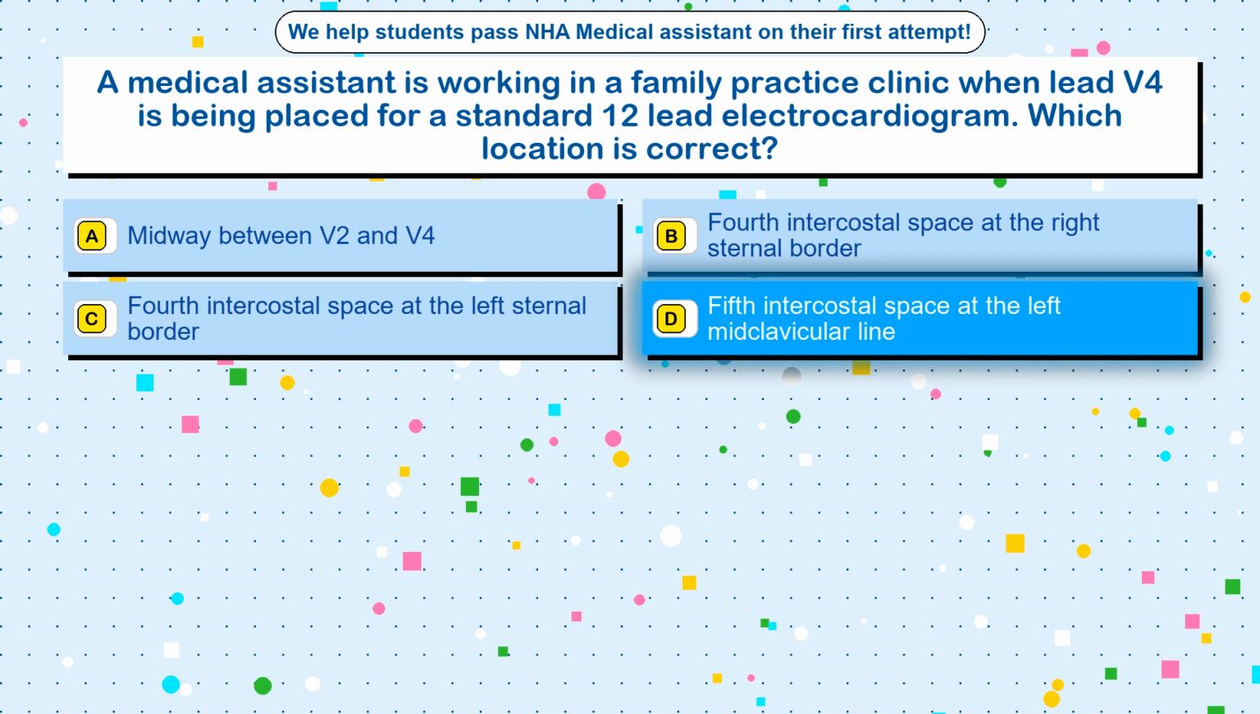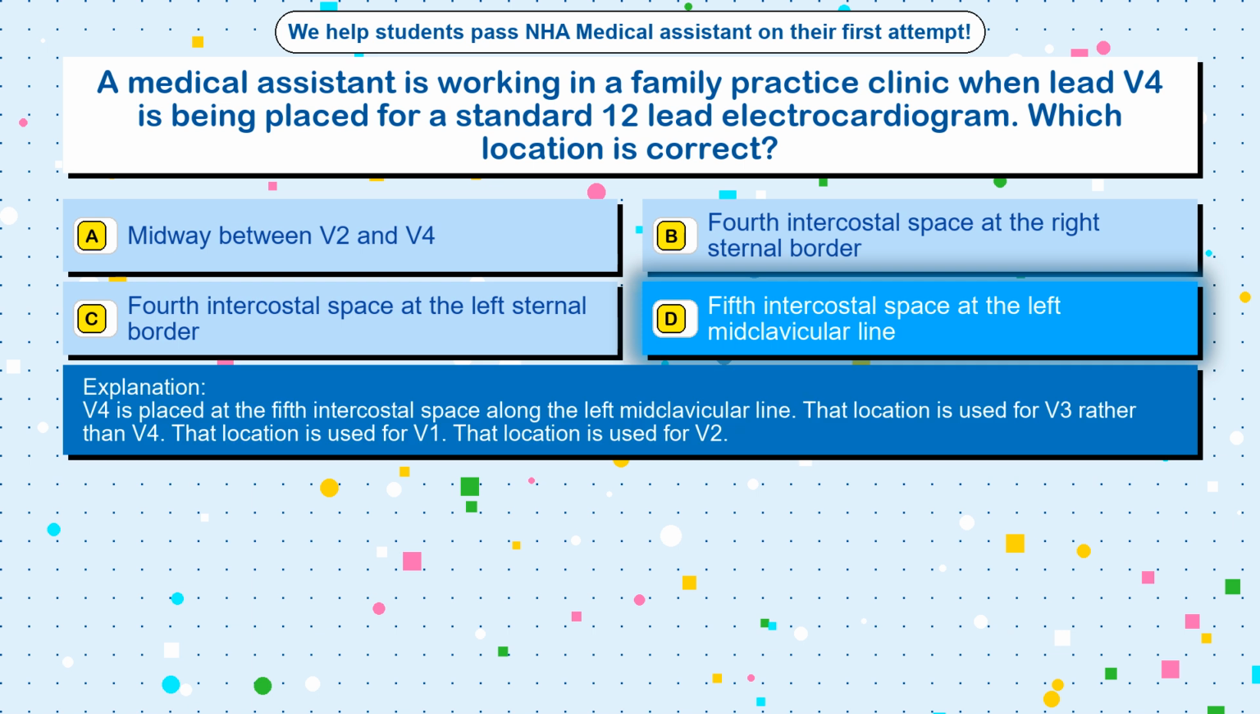The correct answer is option D. Fifth intercostal space at the left midclavicular line. V4 is placed at the fifth intercostal space along the left midclavicular line. That location is used for V3 rather than V4. That location is used for V1. That location is used for V2.